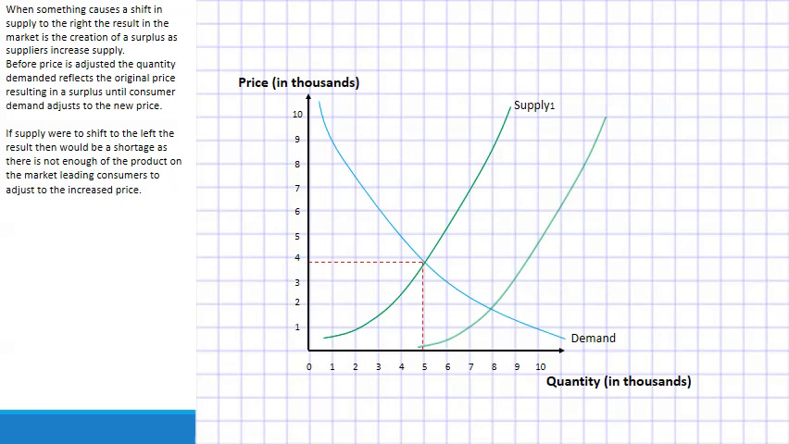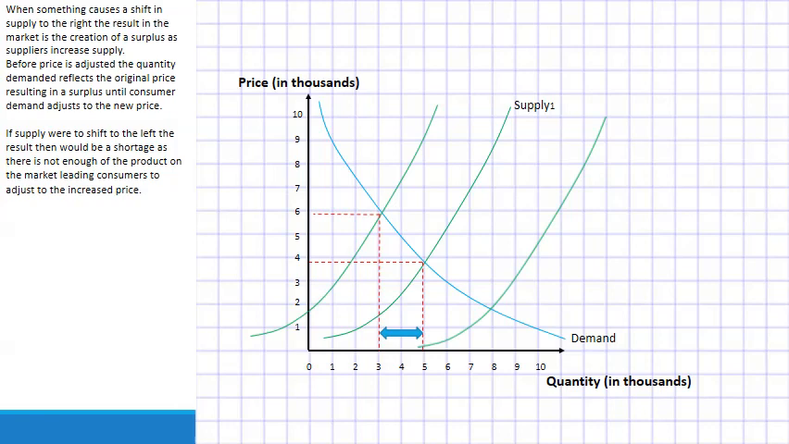So if supply were to shift to the left, the result would be a shortage, as there's not enough of the production on the market, leading consumers to adjust to the increased price. We can look at that, of course. When supply shifts out here to the left, we see a decrease in supply. Notice when we say a decrease in supply, we see this fall in the quantity supplied, which causes us to have a shortage. The result is going to lead to the price increasing from 3,900 to about 5,900. So we see this difference here.